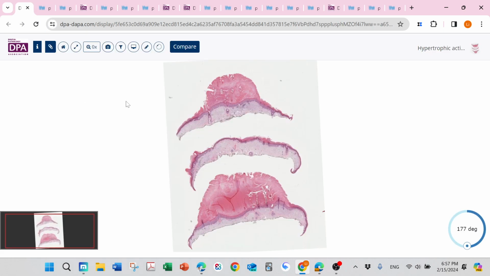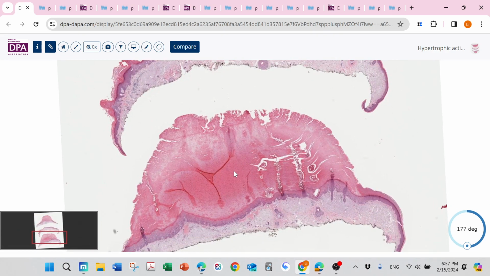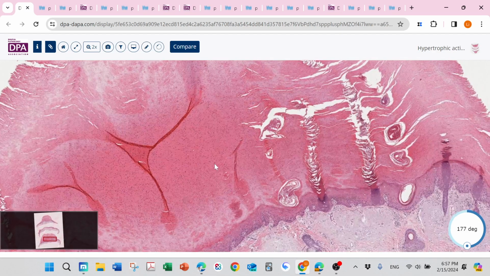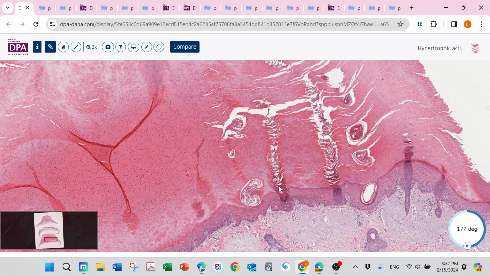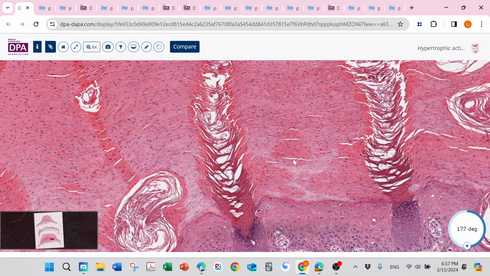Let's see what the microscopic finding is. Even in low power, we can see really thickened stratum corneum, hyperkeratosis. And if we zoom higher, we can see tons of nuclei here. This is parakeratosis, not just hyperkeratosis. And then around the follicle, we have this orthokeratosis, but between the follicles, we can see really nice nuclei. So this is ortho-para, really nice flag sign.